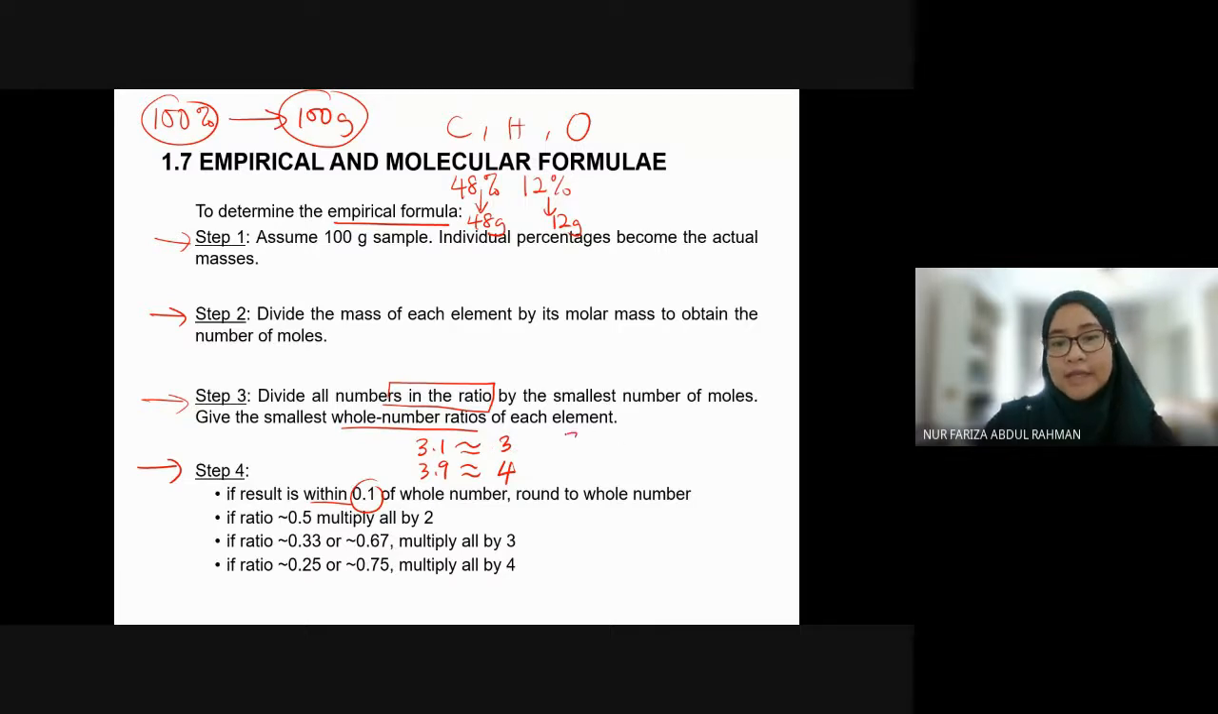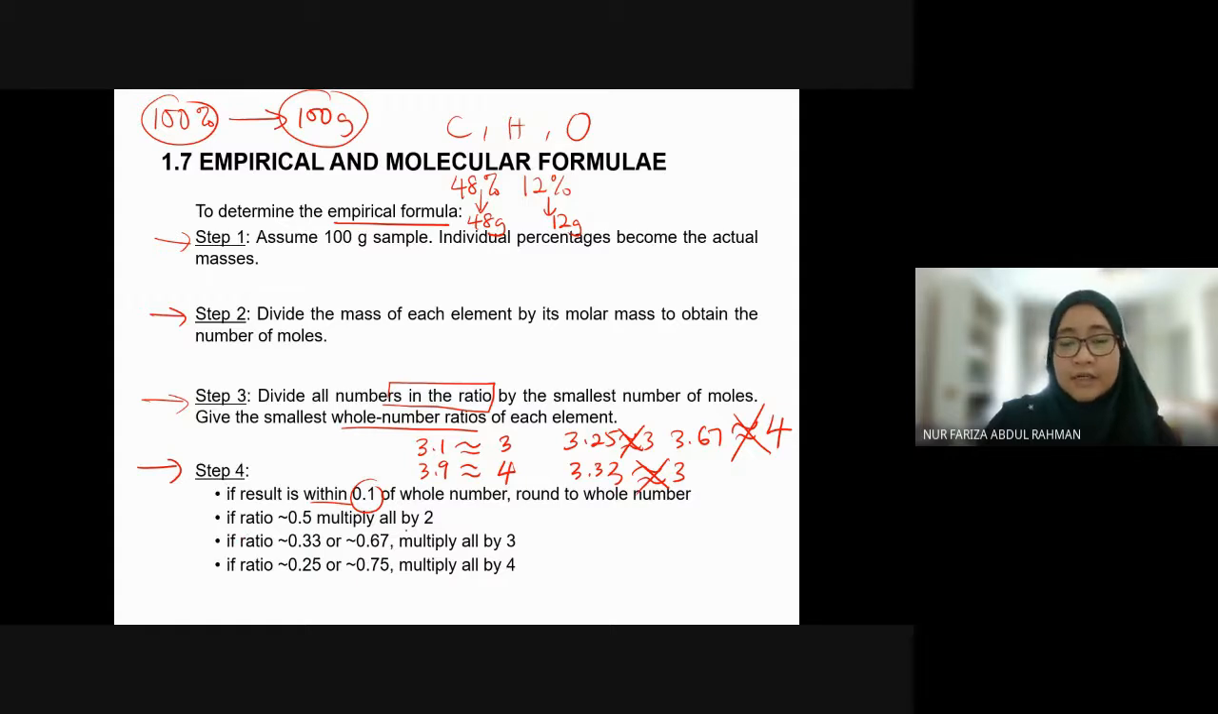But if it is 3.25, for example, or 3.33 or 3.67, you cannot just simply round off this value to the closest whole number. Let's say, for example, you make it 3. So this is wrong. For 3.33, the closer would be 3? No, it's not 3. You cannot just simply do that. Same goes to 3.67. It cannot be rounded off to 4. Cannot.